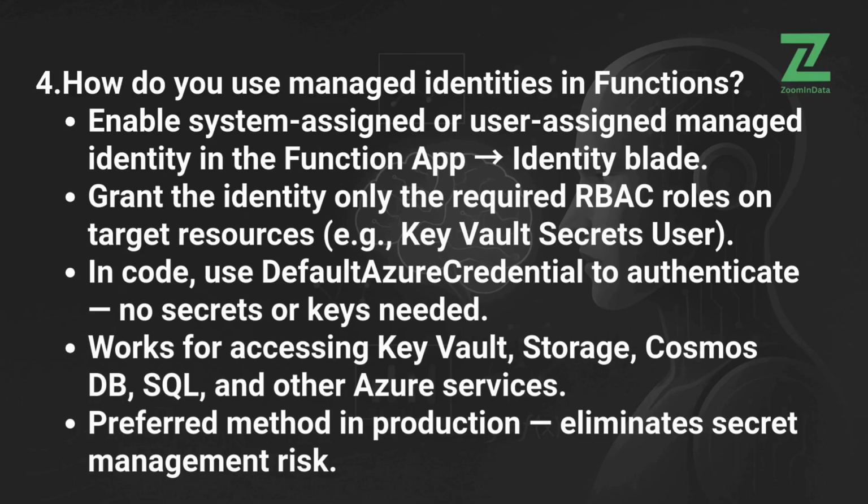How do you use managed identities in functions? Enable system-assigned or user-assigned managed identity in the function app, Identity blade. Grant the identity only the required RBAC roles on target resources, for example Key Vault Secrets User. In code, use DefaultAzureCredential to authenticate, no secrets or keys needed. Works for accessing Key Vault, storage, Cosmos DB, SQL, and other Azure services. Preferred method in production. Eliminates secret management risk.